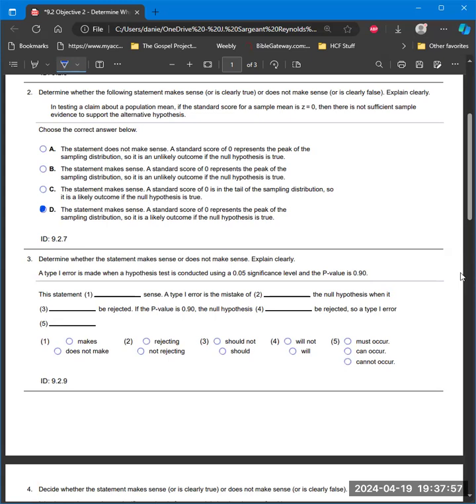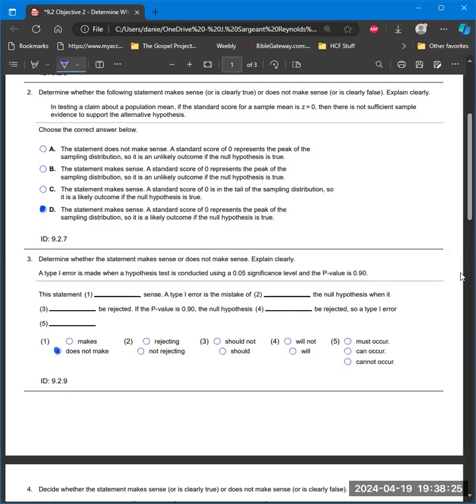Determine whether the statement makes sense or does not make sense and explain clearly. A type 1 error is made when the hypothesis test is conducted using a 0.05 level of significance and a p-value is 0.90. That statement does not make sense.